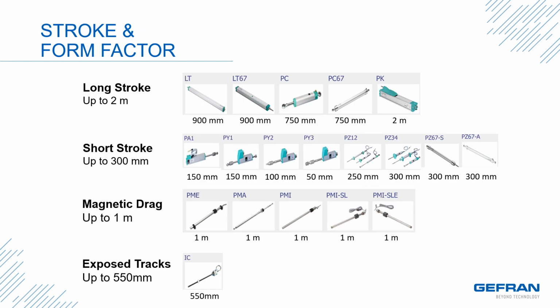Gefran divides our potentiometric linear sensors up into 4 main categories: long stroke models with measurements up to 2 meters, short stroke models with measurements up to 300 millimeters, magnetic drag models with measurements up to 1 meter, and exposed track with measurements up to 550 millimeters. Magnetic drag and exposed track styles can be used inside of a pneumatic cylinder. We'll go over all of these in more detail.